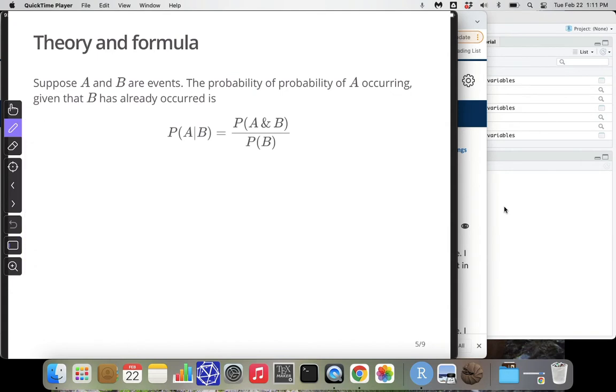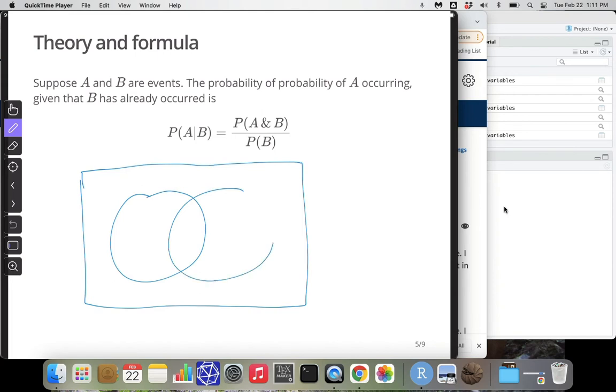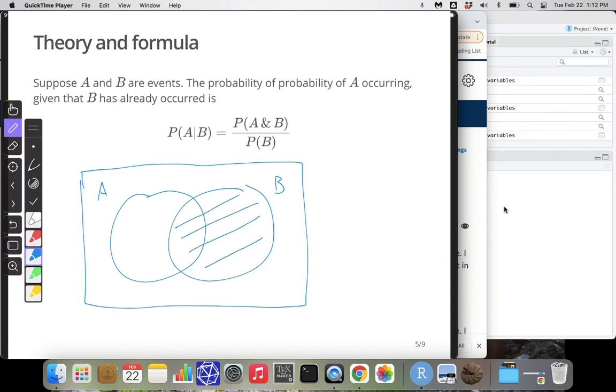Now, this might seem a little strange and it's kind of a mouthful, but it has a very intuitive explanation. If we think of these two events as living in the sample space of some probability experiment, say we have A and our event B here, what we're trying to figure out is whether the probability of A changes if we know that B has already occurred. If we know that B has already occurred, the sample space that we're interested in is now just the B circle.